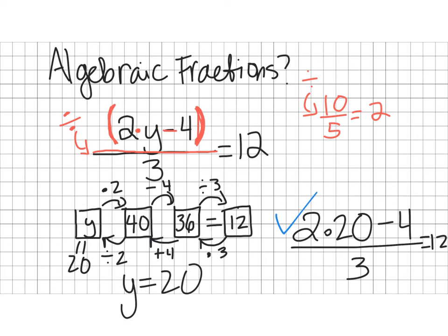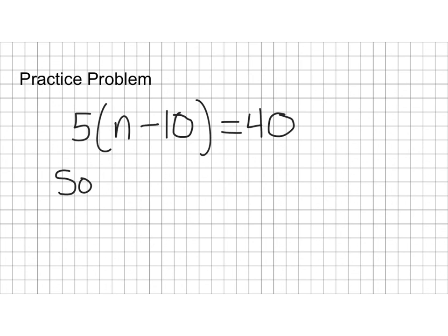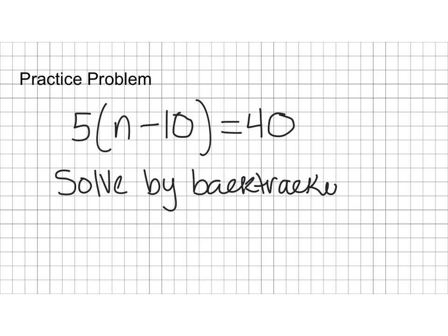All right, when you're ready for the practice problem, go ahead and keep going. If you think you still need a little review, go back and rewatch. All right, so here's your practice problem. You need to solve by backtracking. Make sure to show all your work as always. The problem is 5 times the quantity n minus 10 in parentheses equals 40. What could n be? Figure it out using backtracking.